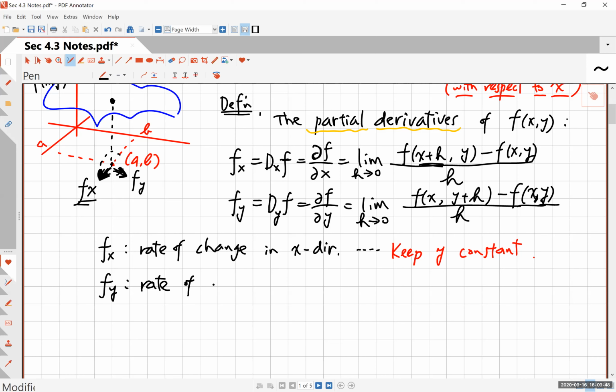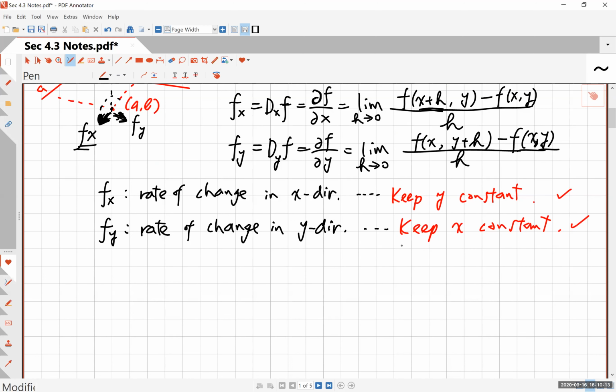This is the rate of change of f in the y direction. And so here, in order to find the partial derivative with respect to y, you just keep x constant. That's really the key. What I have just written here summarizes pretty much everything you need to know about this section. So now you can just turn off the video and go home, or you're already at home. No, don't do that, because I have more important things to say.